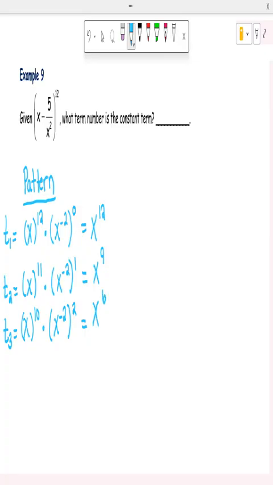Can we stop now, or are we confident with the pattern? They are going down by 3. So therefore, term 4 is x to the 3. Term 5 is x to the 0. So there's our winner.